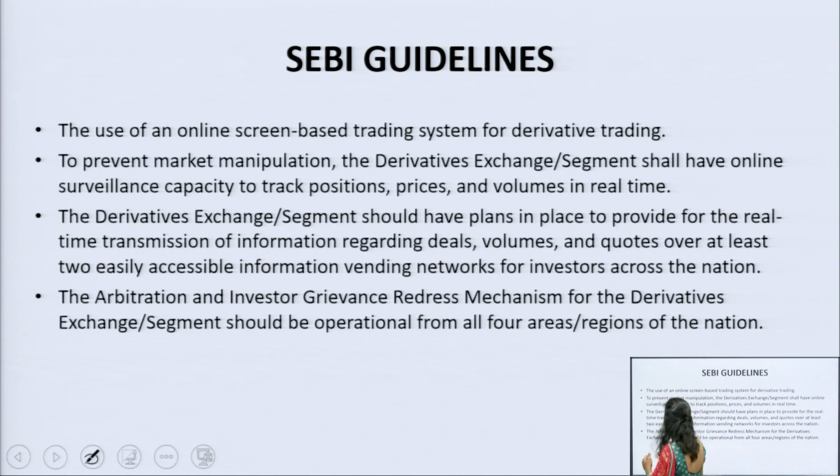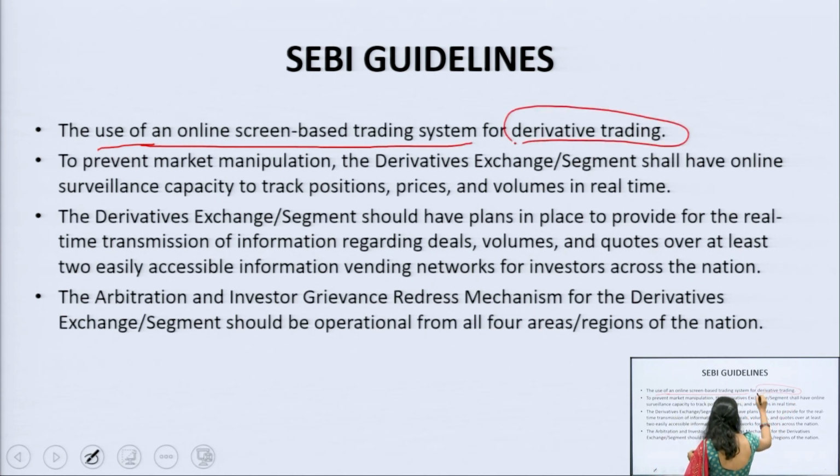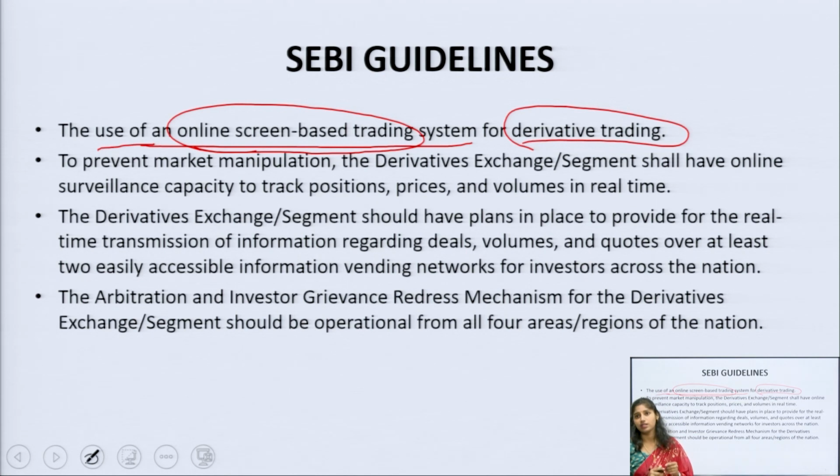Okay. Before entering into any kind of market, trading market or trading platform, you first have to discuss the SEBI guidelines. So the first point is the use of an online screen based trading system for derivative trading. As you know, whenever you go for a stock market exchange and trading in the stock market, there must be an online screen based trading system. An online screen based trading system should be required as per the SEBI guidelines.